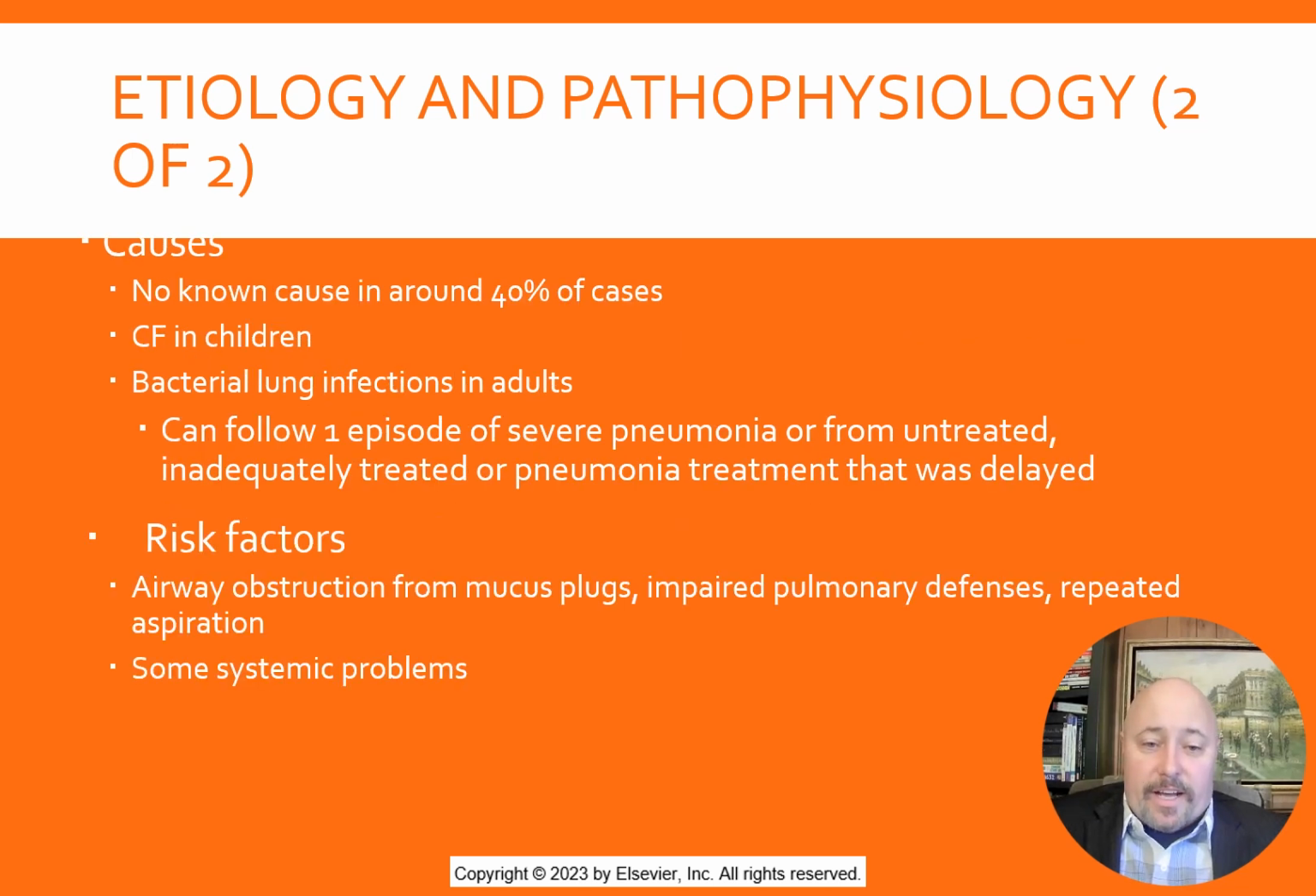For the etiology, there could be many different causes. In 40% of cases, there is no known cause. Others are cystic fibrosis in children, bacterial lung infections in adults that can follow one episode of severe pneumonia, or from untreated, inadequately treated, or delayed treatment of pneumonia. Other risk factors include airway obstruction from mucus plugs, impaired pulmonary defenses, and repeated aspiration.